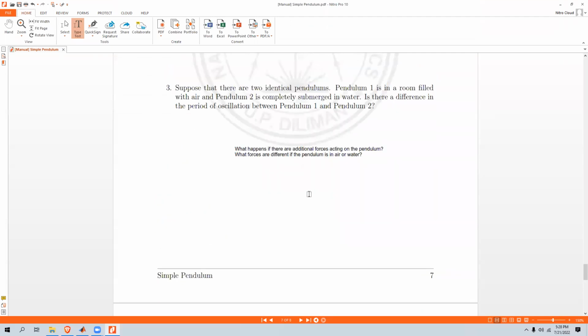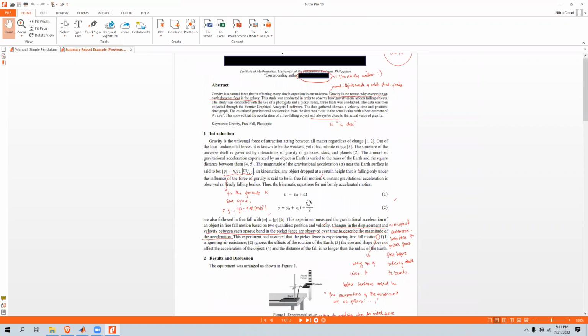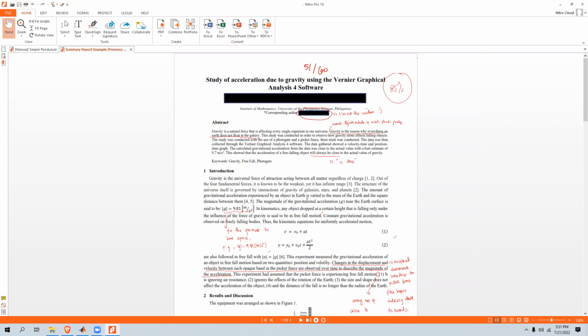But before we end this video, I would first like to reiterate that the requirement for experiment 7 is not this worksheet, but rather it is a summary report. So I'll show you a sample summary report. So this is a particular example of the summary report. This is actually a sample using the free fall experiment. So basically, this is a paper, a science or research paper.